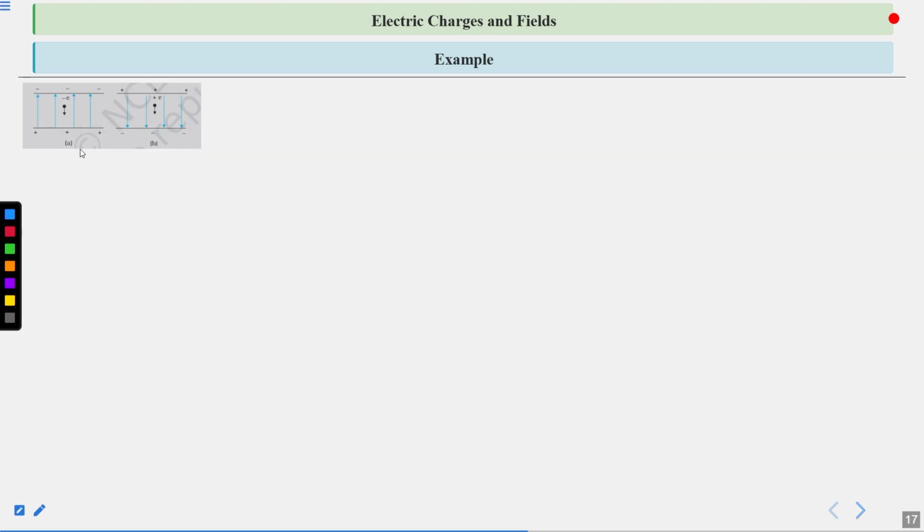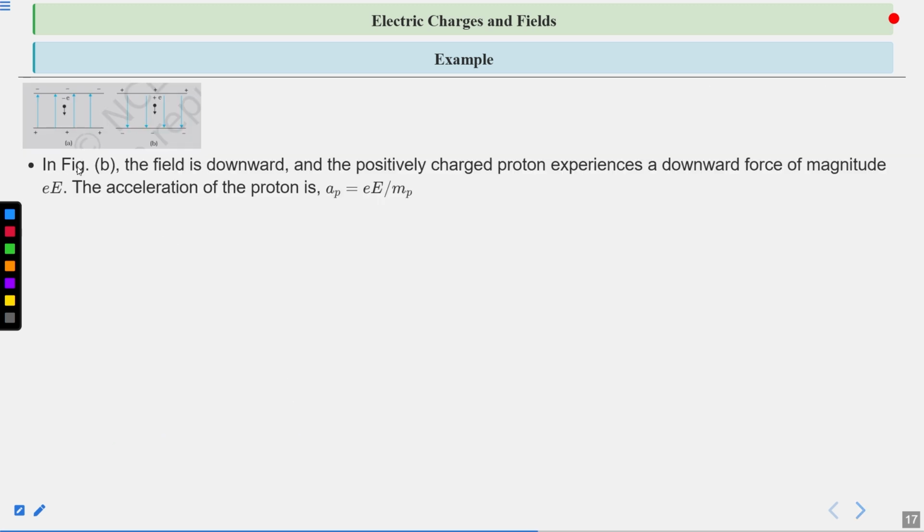So in figure B, the field is downward. Look at here. In figure B, the direction of the field is downward, opposite of figure A. And the positively charged proton experiences a downward force of magnitude eE. The acceleration of the proton is eE divided by mp, where mp is the mass of the proton.